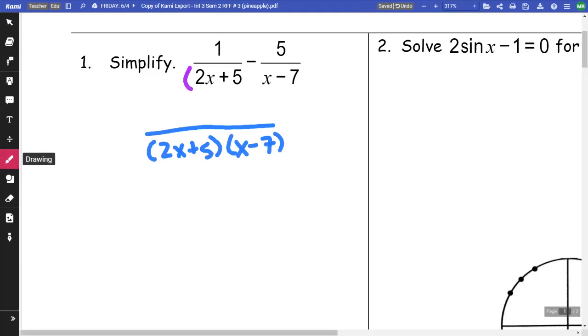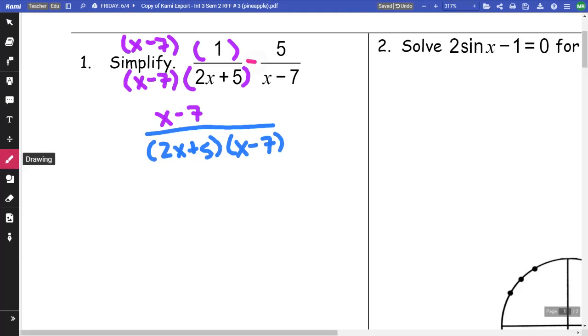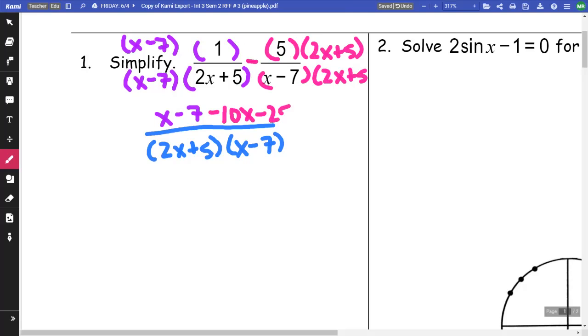So I will be multiplying this fraction by x minus 7 on top and bottom to get that common denominator, which means when I multiply the top by that, I get an x minus 7. And then when I do it with this minus, don't forget the minus, and I take this side, I'm going to multiply this by the 2x plus 5, top and bottom. And so I'm going to think of this as a negative 5 distributing in. So that means it's going to be a negative 10x and a negative 25.